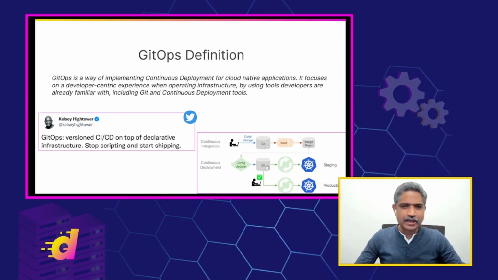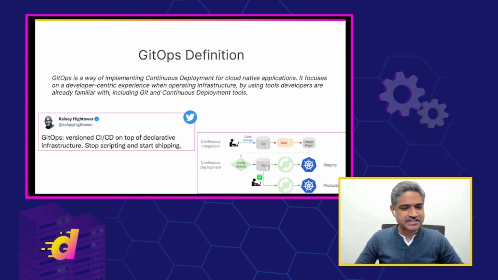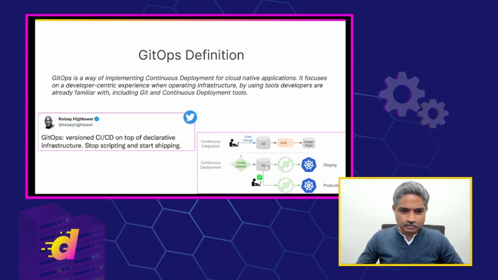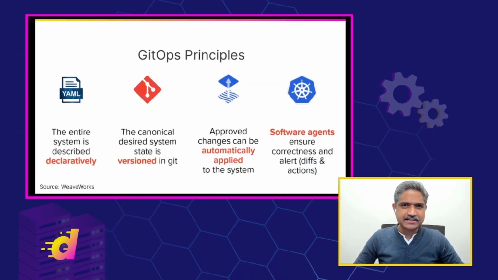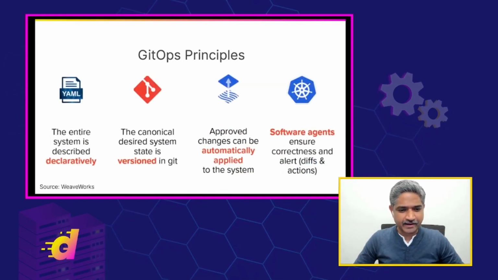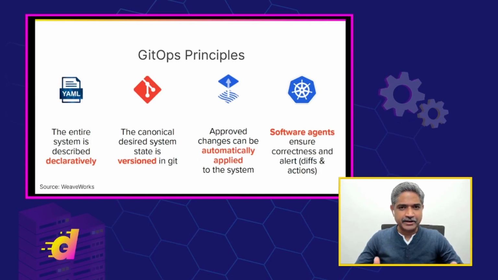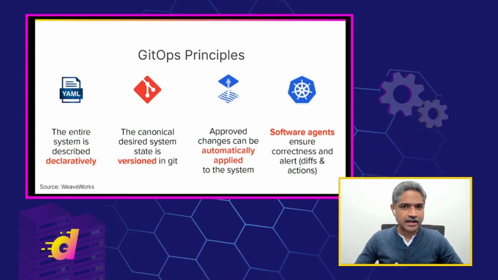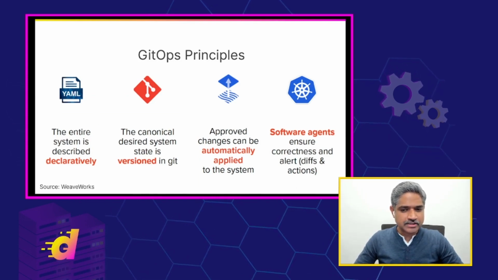Kelsey Hightower calls GitOps a version of CI/CD on top of declarative infrastructure, and it's a very apt way of putting it. There are certain principles coined by Weaveworks, the company that pioneered the GitOps evolution and pretty much built the tooling and the ecosystem around it. So there are 4 principles.